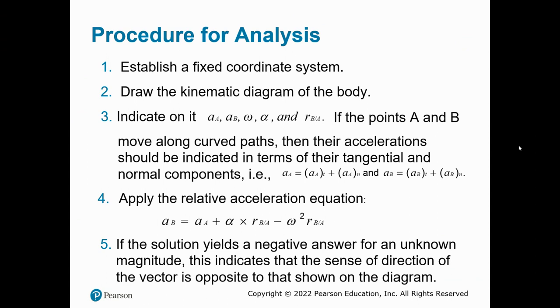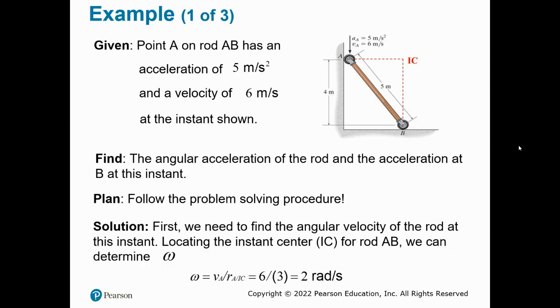If the solution yields a negative answer for an unknown magnitude, this means that the sense of direction of the vector is opposite to that shown on the diagram. Take a look at this.